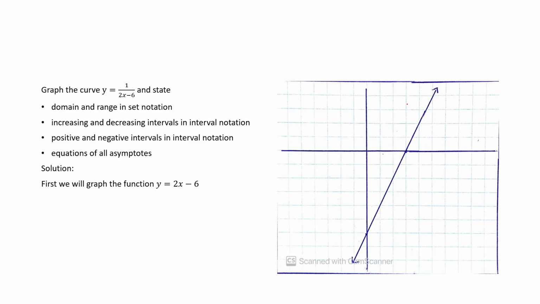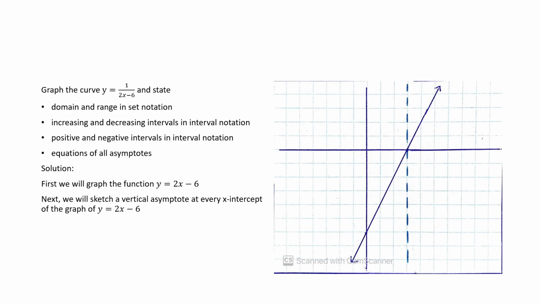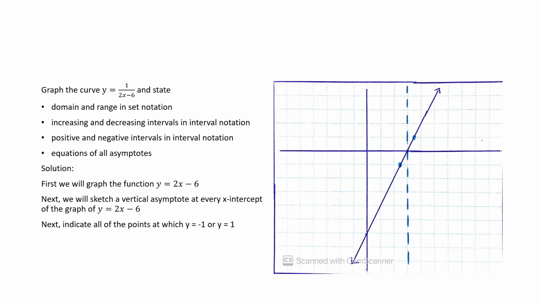Now, to go through step by step, we would see that we want to sketch a vertical asymptote at the x-intercept of that curve. There we go. Now, we also remember that we want to make a point of indicating every point on the graph we just drew with a y-coordinate of either 1 or negative 1. Well, those are the points that I just indicated in red, and there they are.